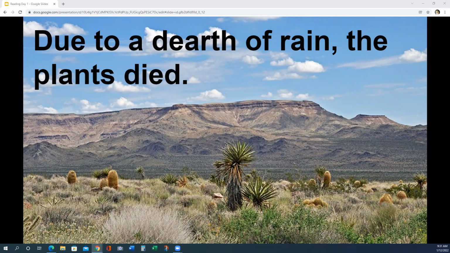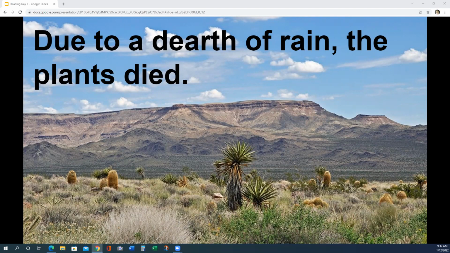But if I see that it says, due to the dearth of rain, the plants died. So the cause is the dearth of rain, whatever that is. The effect is that the plants died. Well, what causes plants to die most of the time? One of the biggest reasons plants die is from lack of water. They can die for other reasons, but most commonly it is because of lack of water.